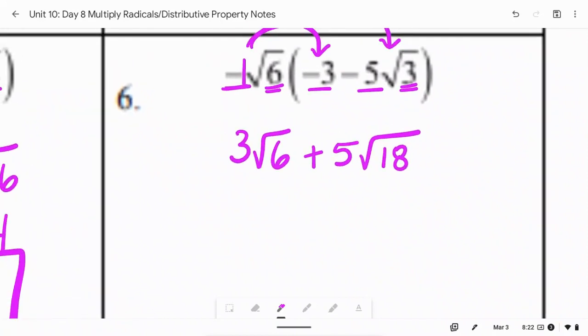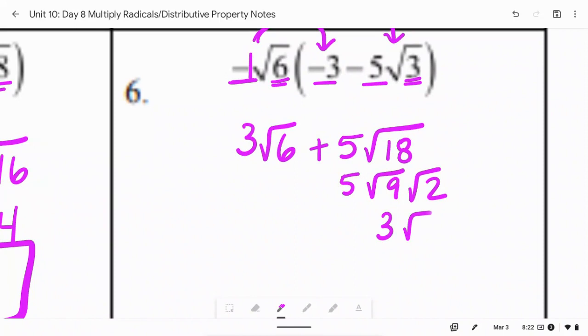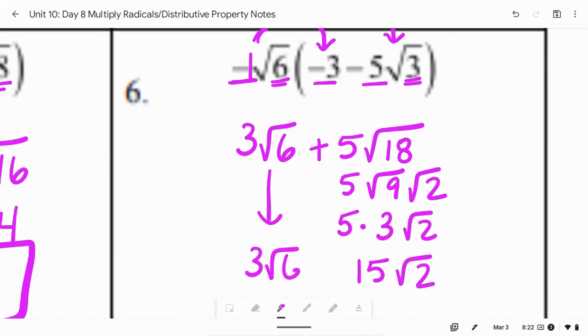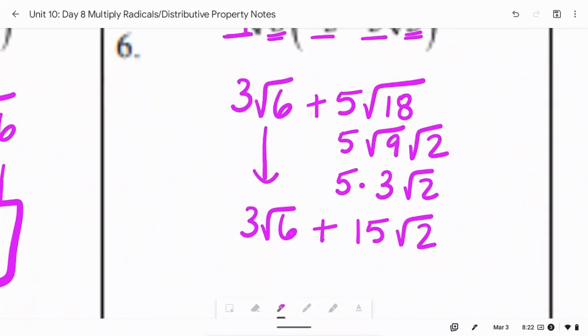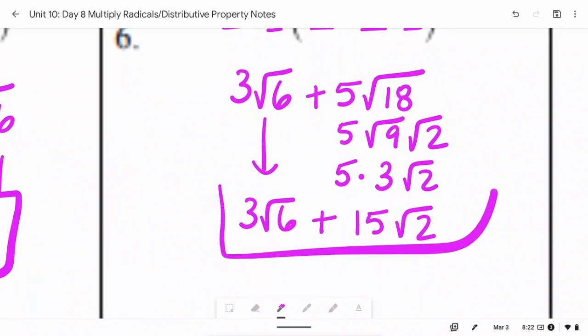I can reduce the square root of 18. So I can break that down to 9 times 2. The square root of 9 becomes 3. And then I'm going to multiply that 3 by the 5 that's in front. So I get 15 square root 2. And then I can't reduce the square root of 6. So I'm just going to bring down 3 square root of 6. I can't add these together since they are not like terms.